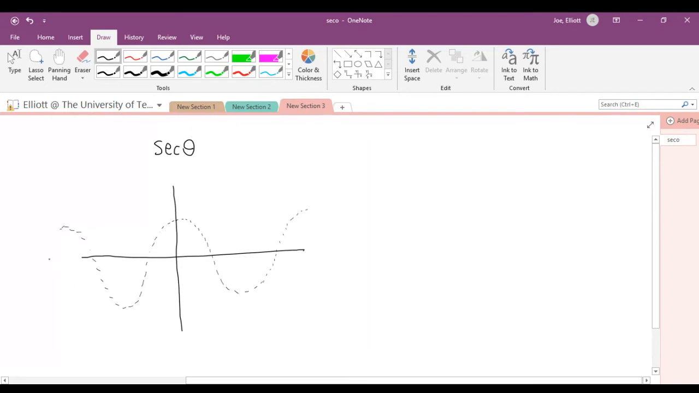Okay. So it has zeros at pi over 2, 3 pi over 2, negative pi over 2, negative 3 pi over 2. So any odd integer multiple of pi over 2, that's where all the zeros of cosine are. So 5 pi over 2, 7 pi over 2, and so forth. So yeah, for secant, that's where all the vertical asymptotes will be.